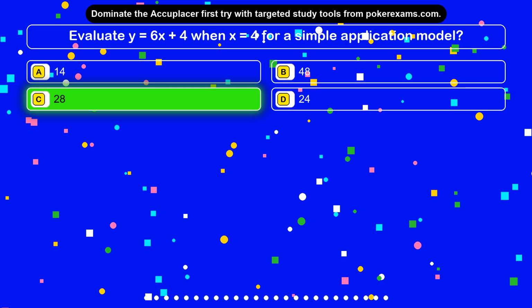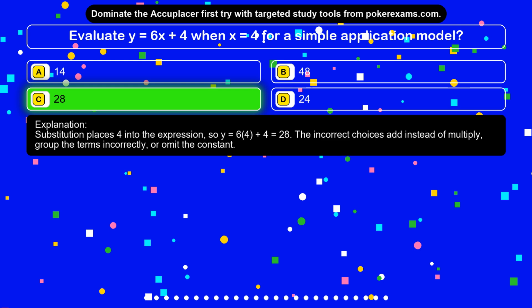The correct answer is option C, 28. Substitution places 4 into the expression, so y equals 6 times 4 plus 4 equals 28. The incorrect choices add instead of multiply, group the terms incorrectly, or omit the constant.